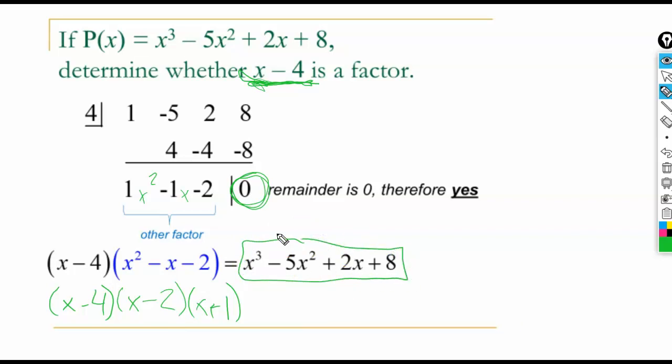Now this question only asks, is it a factor? And so the answer to that is yes. We always want to make sure we answer the question. But I want you to be thinking about how this is useful. If we know a factor, we can divide it out and get down to a polynomial that we might actually have a method for factoring. And that will allow us to continue to factor a polynomial. But you have to have one that you can at least divide out.